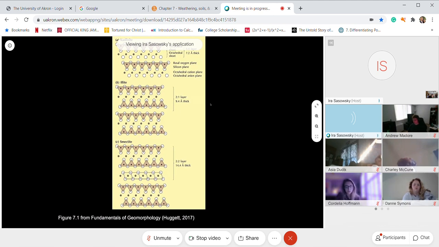Illite's a bit different. You've got two tetrahedral sheets that are facing each other, facing inward, you can think of it as. And then finally, the smectites have the same type of structure as the illite, but in between them, they have an additional layer which bonds the two of them together.